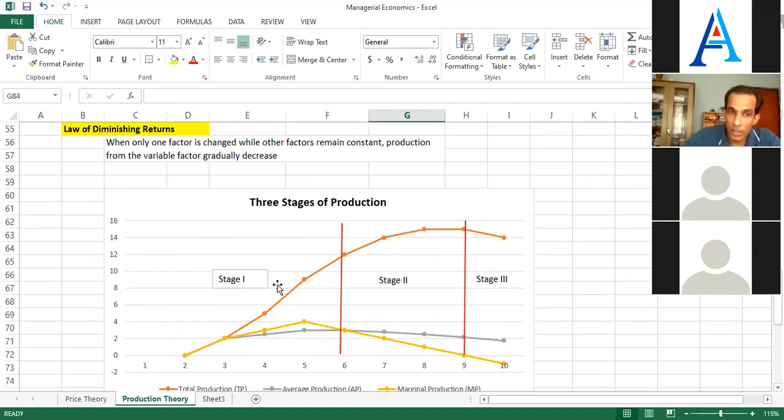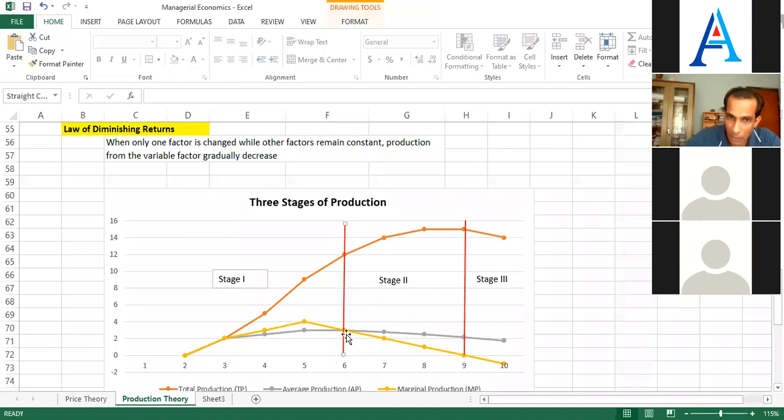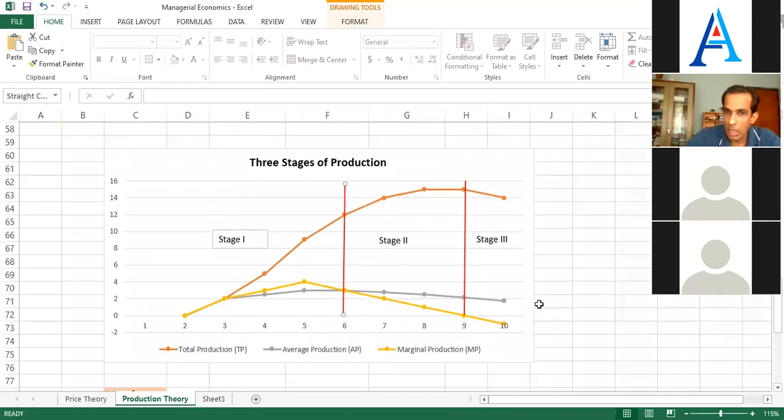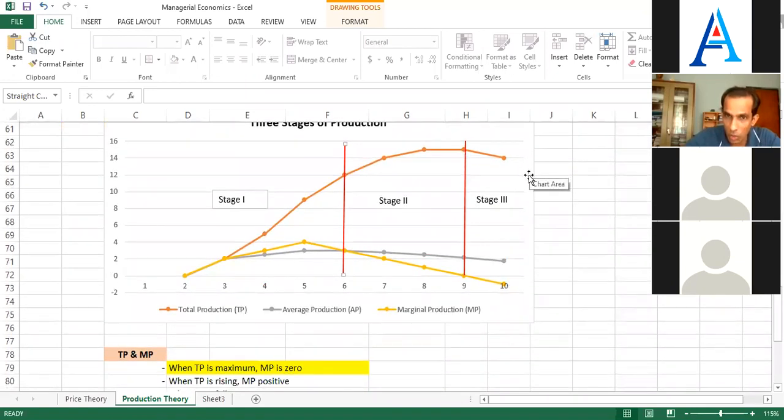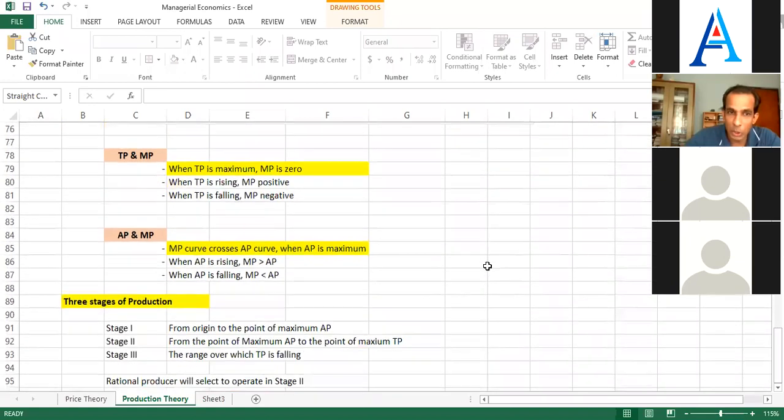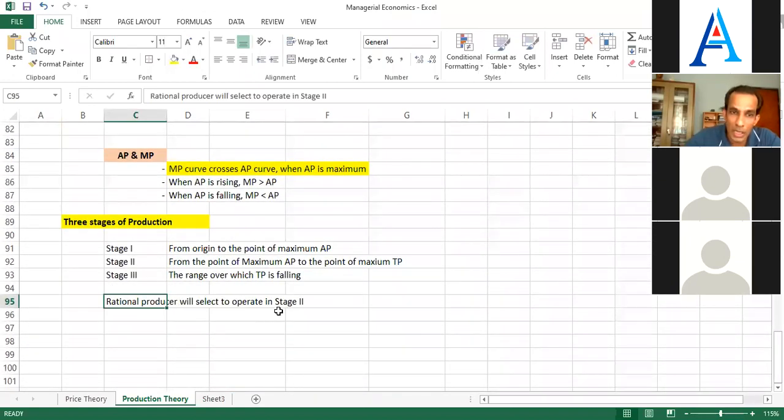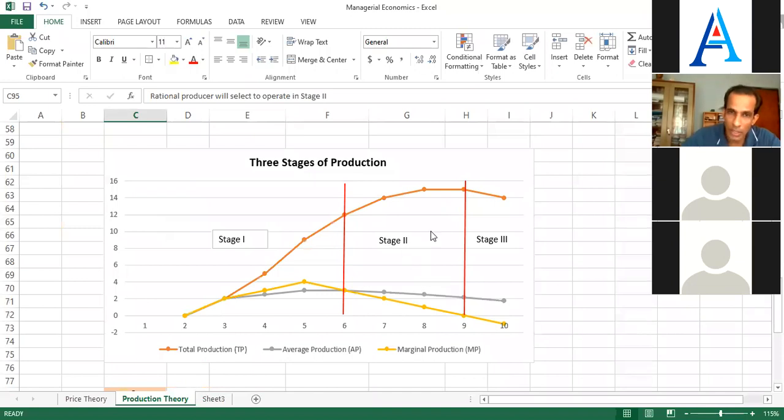Stage 1 is from the origin to the point where average production is maximum. Stage 2 is from the point where average production is maximum to the point where total production is maximum. Stage 3 represents the range where total production is falling. Usually a rational producer will select to operate in stage 2. A rational producer will never move to stage 3. To maximize production, the producer has to move to stage 2.